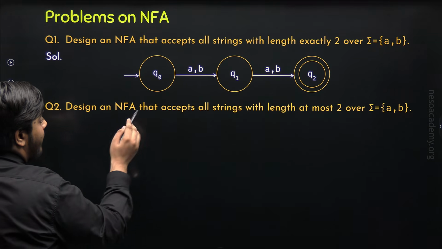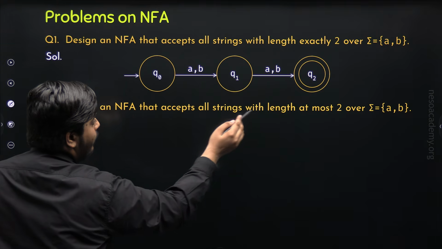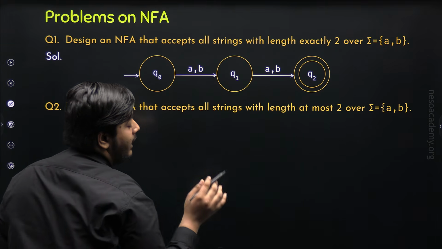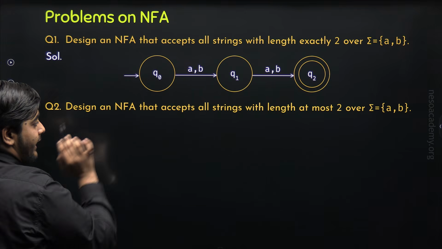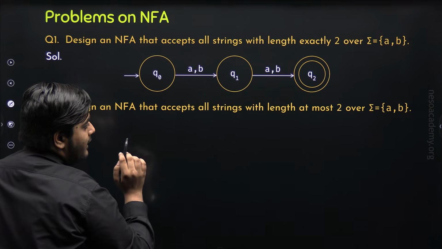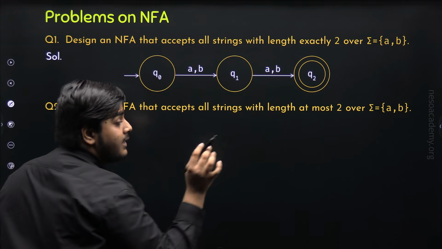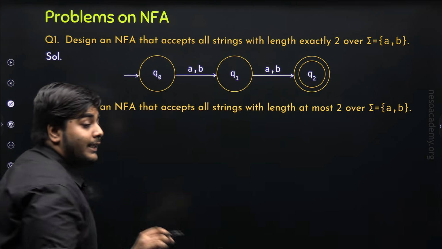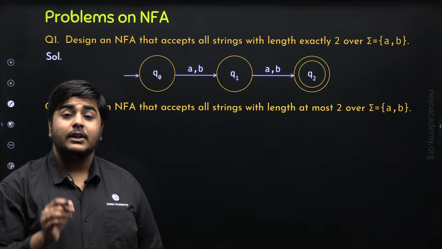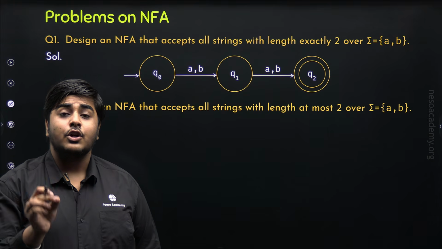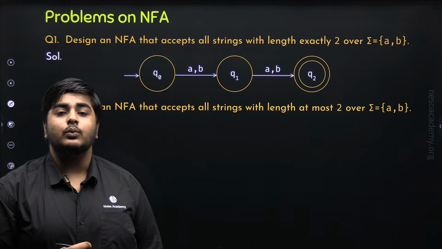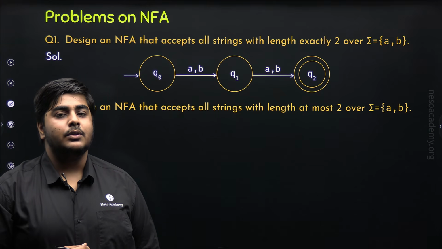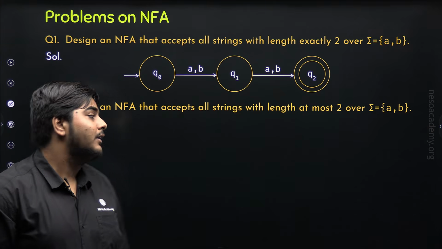Design an NFA that accepts all the strings with length at most 2 over the alphabet {a, b}. That means you are required to construct an NFA that accepts all the strings made up of a's and b's such that the length of the string is at most 2. Length at most 2 means the number of symbols in the string should be less than or equal to 2. The number of symbols in the string should not be greater than 2. So let's start designing our NFA.